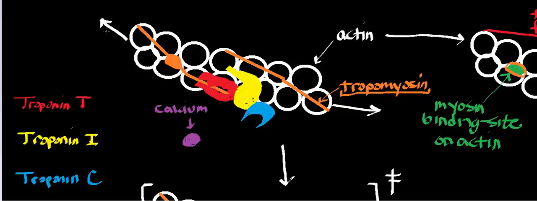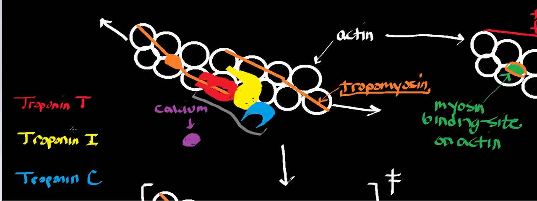Okay, now I have tropomyosin, but I also have troponin. So what's troponin? Well, this whole business right here, these three proteins, the red, the yellow, and the blue one, those are all components of troponin. Anyways, I have troponin right here, okay, and there's troponin T, there's troponin I, and troponin C. Okay, these are three units that make up troponin.